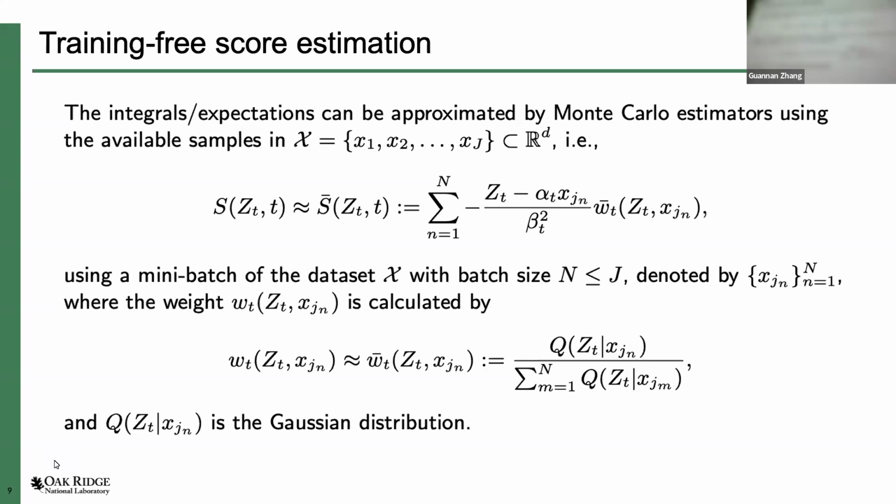Because for every location, if you want to evaluate the score, you need to do a sum of n. Yeah, the cost is high. That's the bottleneck of the computational cost. You need to perform a matrix multiplication, and the size is the number of samples you have times the number of samples you want to generate. Right, and also the number of dimensions. Yeah, that's right. You can do some simplification, like using a subset or mini-batch. But I agree, that's the bottleneck.